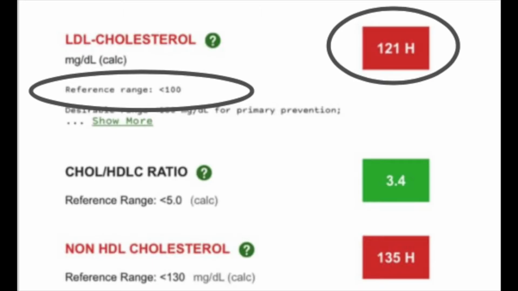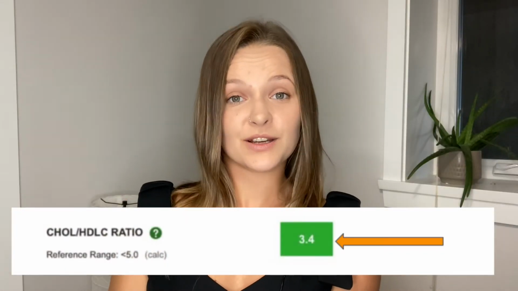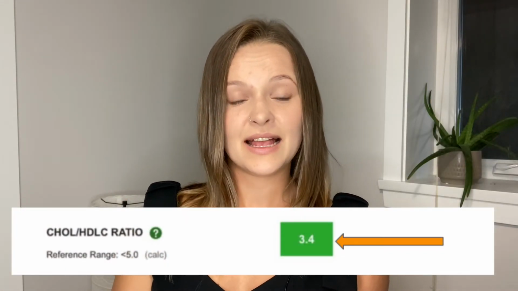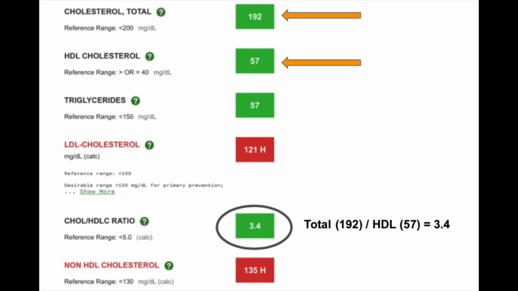We can also see that this person has a high LDL cholesterol. It's 121, but it should be less than 100. This person also has a high non-HDL cholesterol. This is all of the bad cholesterol combined. It should be less than 130, but it is just slightly elevated at 135. The good news is that their ratio of total cholesterol to the HDL cholesterol is actually less than 5, so it's in the normal range. How we get that is by dividing the total cholesterol by the HDL cholesterol. In this case, 192 divided by 57.